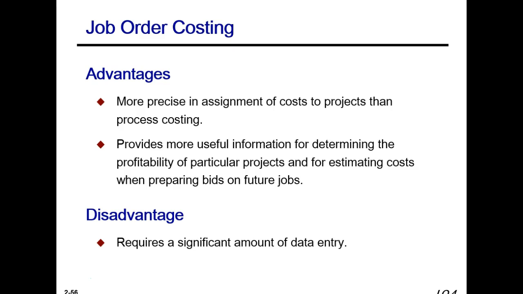Take candy, you're processing Hershey bars. One Hershey bar should be the same as another Hershey bar, should be the same as another Hershey bar. That should be pretty straightforward. Plus, it makes sense to batch process them. But when we're dealing with automobiles or things that are unique in nature, job order costing is the best way to go. Does that make sense?